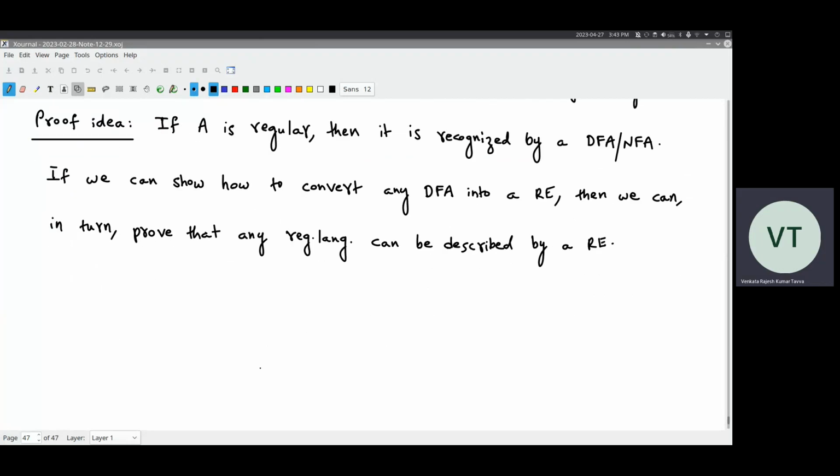So here we will show a stronger proof, not just converting any NFA to a regular expression, but we will directly convert a DFA to a regular expression. Because if you are able to convert a DFA, it is also like converting an NFA. But if you are able to convert only an NFA, it's not like converting a DFA, right? Because every DFA is an NFA. The other way is not the same. Okay, so we'll directly show how to convert a DFA to a regular expression.